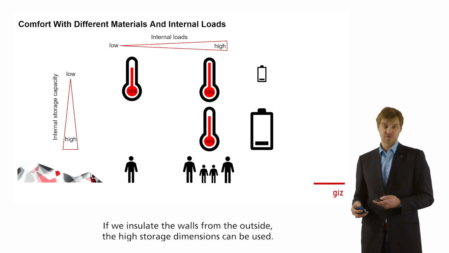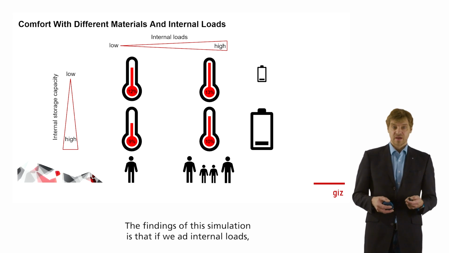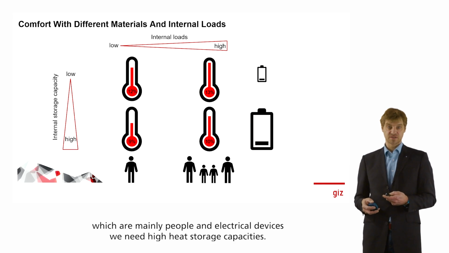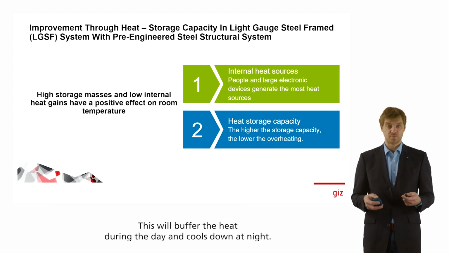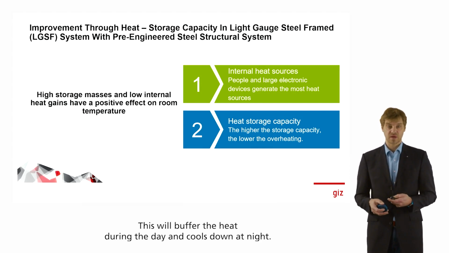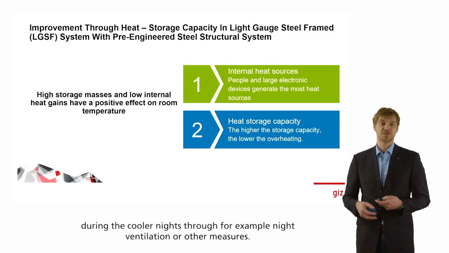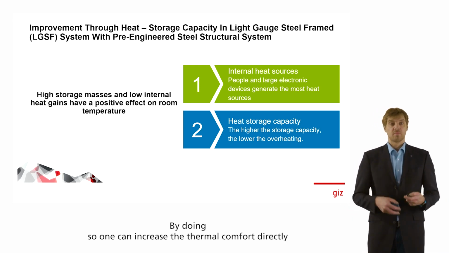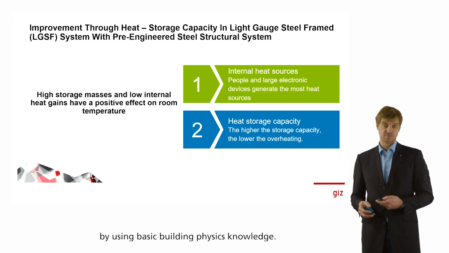If we insulate the walls from the outside, the higher storage dimensions can be used. The finding of this simulation is that if we add internal loads, which are mainly people and electric devices, we need high heat storage capacities. This will buffer the heat during the day and cool down at night. The main thing here is that we have to unload the storage capacity during the cooler nights through, for example, night ventilation or other measures. By doing so, one can increase the thermal comfort directly by using basic building physics knowledge.